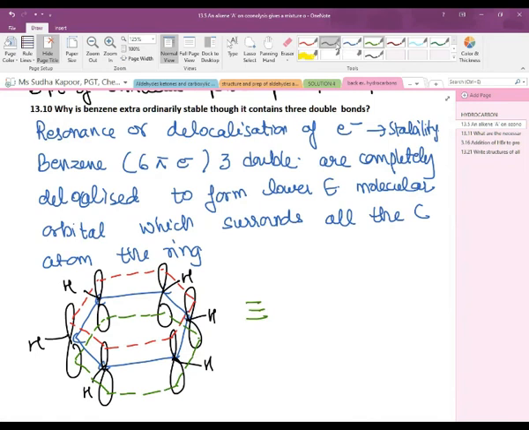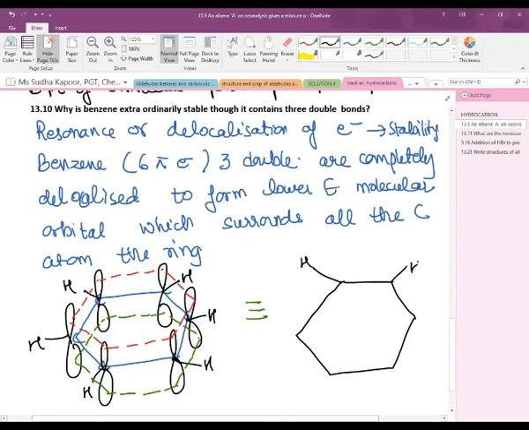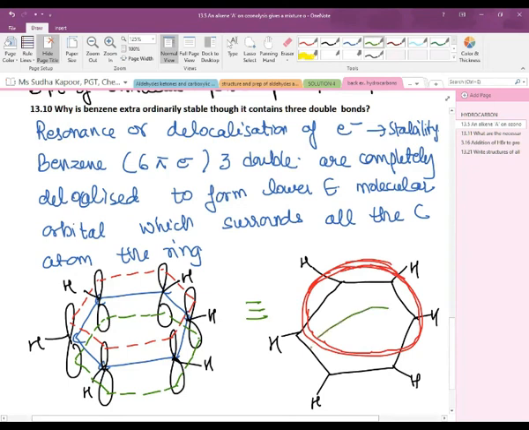It is equivalent to if we draw the benzene in the bond line form. So there is one H present on each of the carbons. Now there is formation of a cloud above. One of the clouds is formed above. This is the pi electron cloud which is formed above due to the delocalization of electrons, and one of the clouds is formed below. So there is also a formation of cloud above and below the surface of the sp2 hybridized carbons. That is why benzene is extraordinarily stable. So this is the main reason, the resonance or delocalization of the electrons.